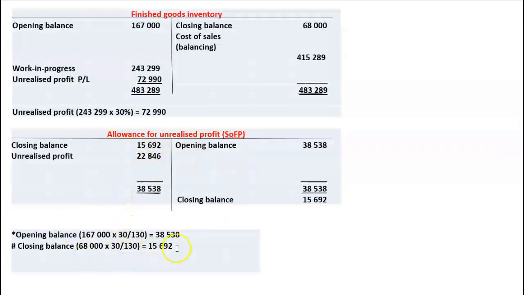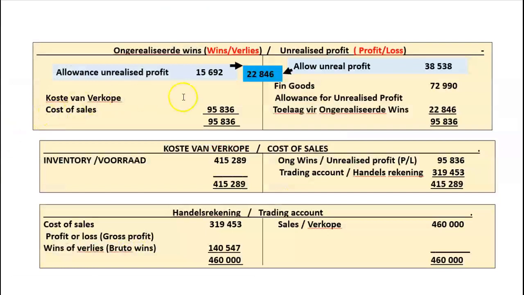So if we want a closing balance of 15,692, we would have credited this account with 15,692 and we would have debited this account with 15,692. What is the net impact of these two entries? Can you see that there's a net credit here of 22,846?